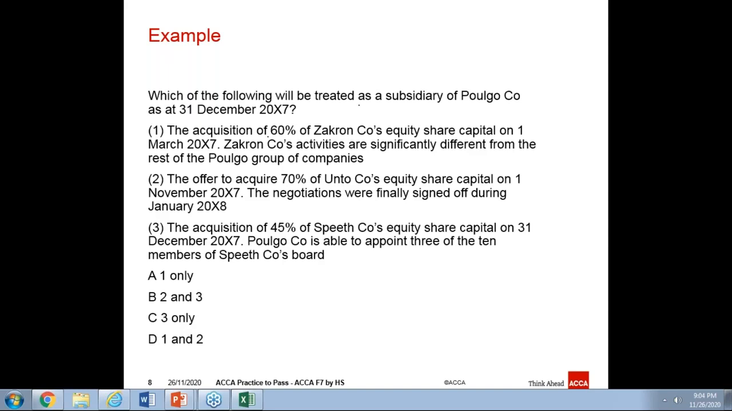Now the third one is the acquisition of 45% of the Speed equity share capital, but the company is able to appoint 3 out of 10 directors. 3 out of 10 directors means that you are in the minority. You can just give your suggestions, but you cannot control that company. So that is why 3 is a wrong answer. What will be the treatment of 3? 3 is actually an associate company, 2 is nothing and 1 is a subsidiary company.